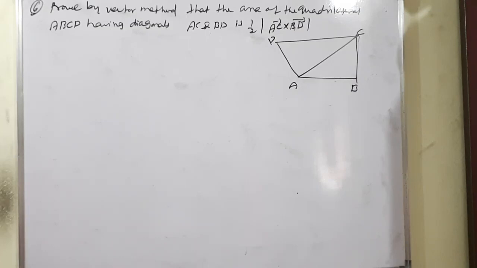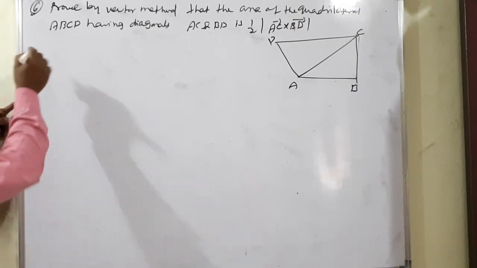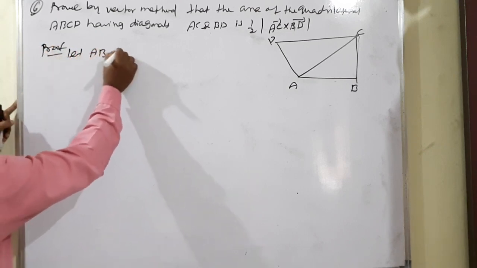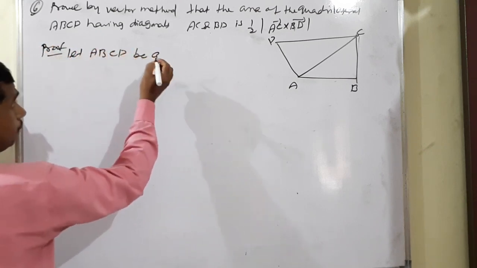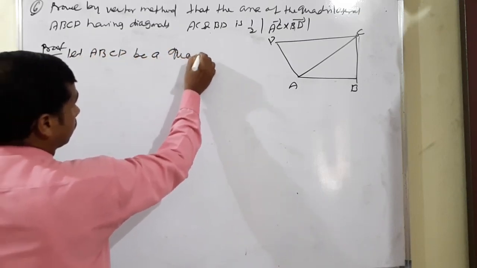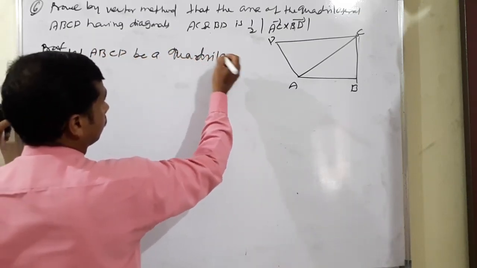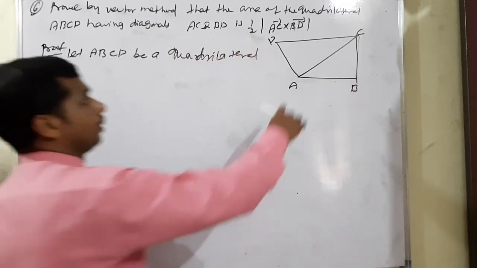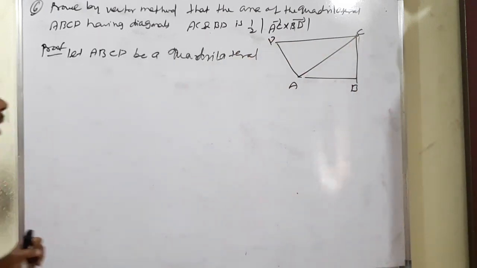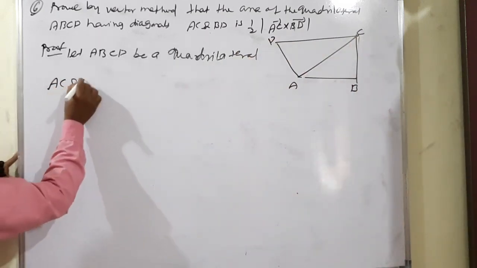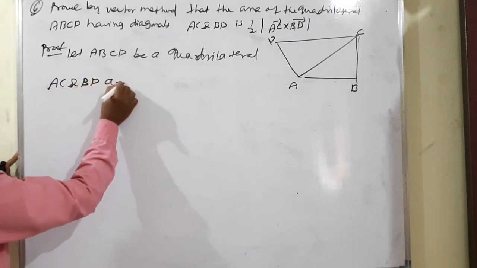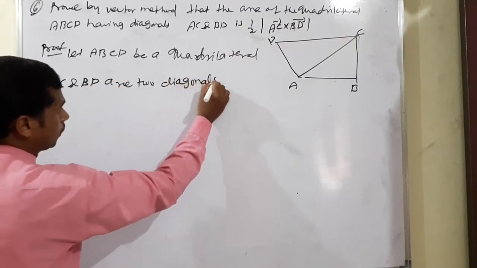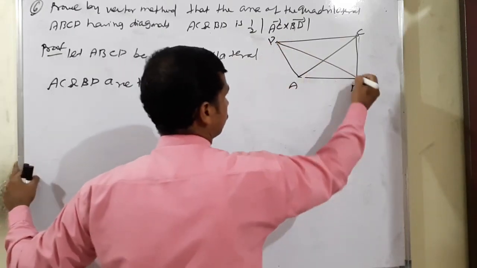Okay, now AC and BD condition. Proof: let ABCD be a quadrilateral. Then AC and BD are the two diagonals.